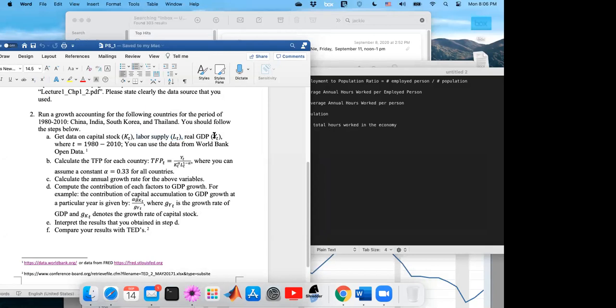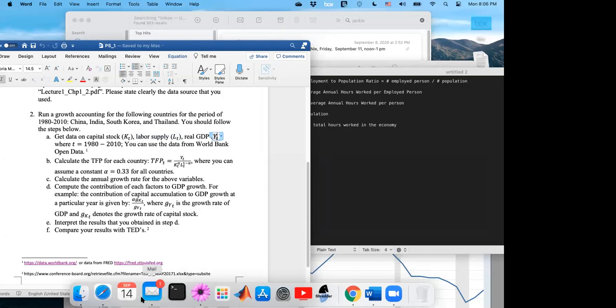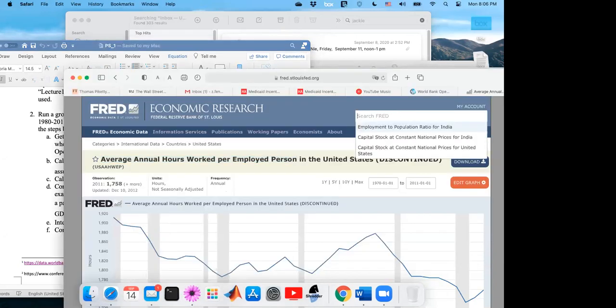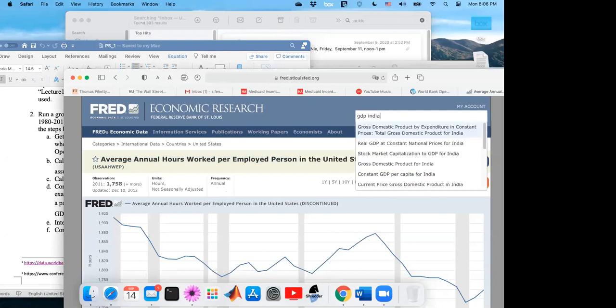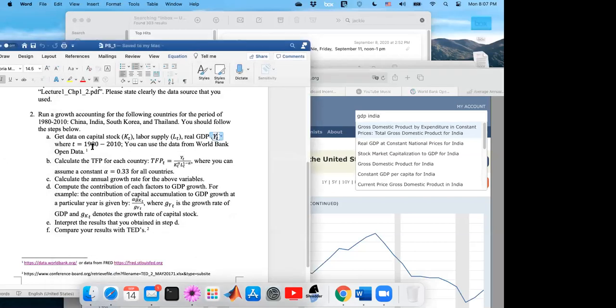And for GDP, that should be fairly straightforward, right? It's like GDP India. There are many different variables. Make sure you use the same variable for all the countries you discuss. Is that clear? Okay. So I explained to you how you find K, how you find L, how you find Y. So this part A is done.